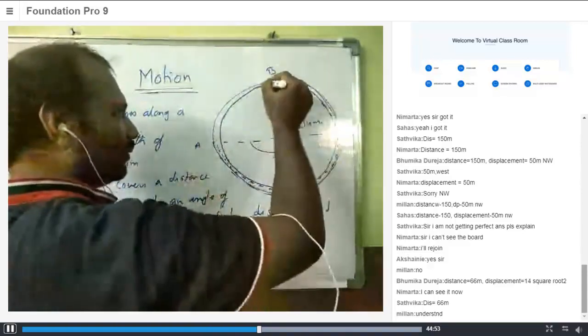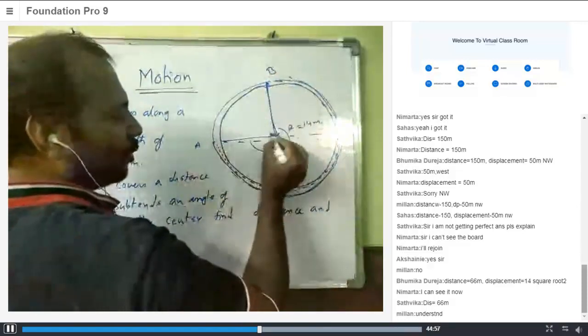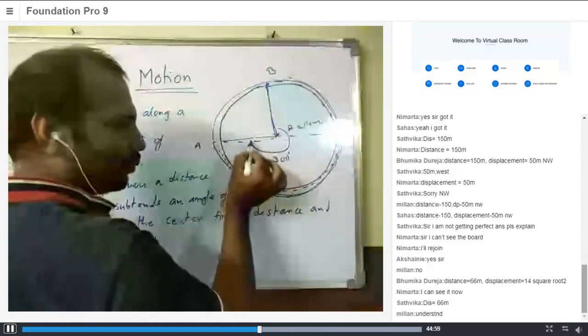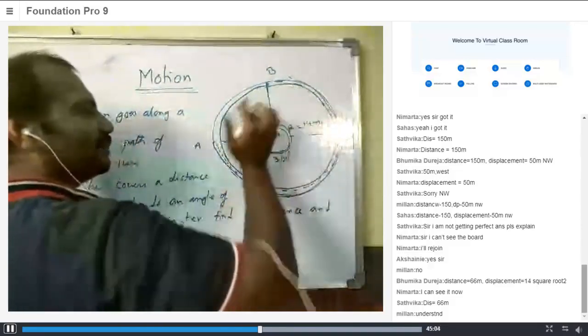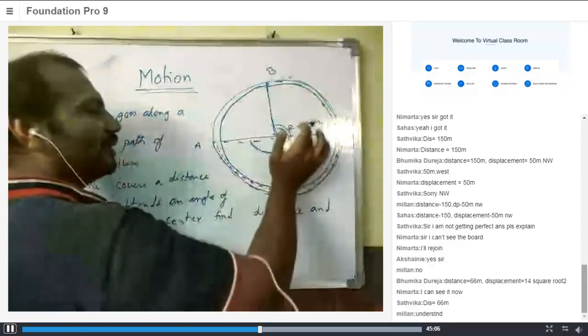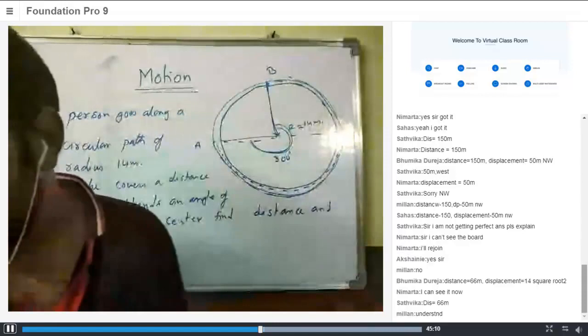Now what I do, from the final point, I join it to the center. From the initial point also, I join the center. And I see what is the total angle covered by this. So what is the total angle that his path has covered? An angle of 300 degrees has been covered by the path. I hope that's clear now.